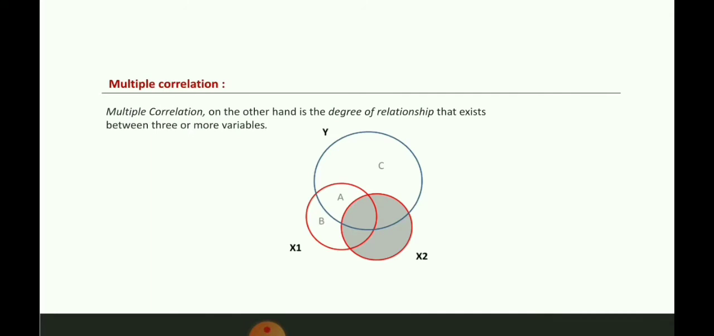Now multiple correlation means a correlation in which we have multiple variables, not two, more than two. They can be 3, 4, 5. If we study the correlation between more than two variables, that correlation is called multiple correlation.